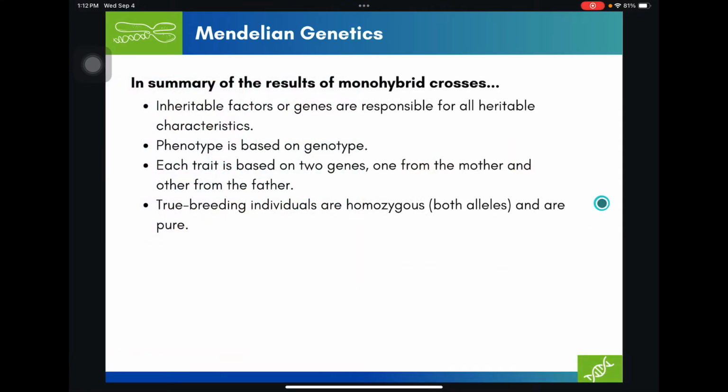So in summary of the results of monohybrid crosses, inheritable factors or genes are responsible for all heritable characteristics. Phenotype is based on genotype, but phenotype is the appearance of our organisms. Each trait is based on two genes, one from the mother and one from the father. And true breeding individuals are homozygous, in which both alleles are either dominant or recessive and are pure.